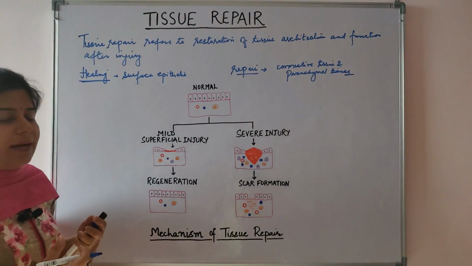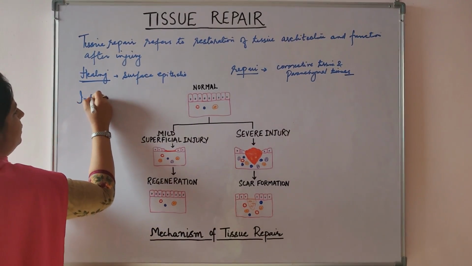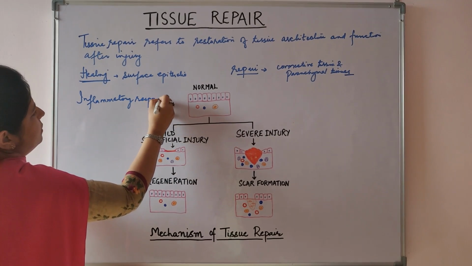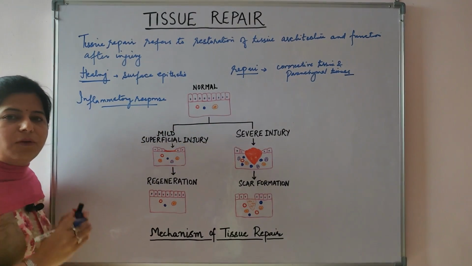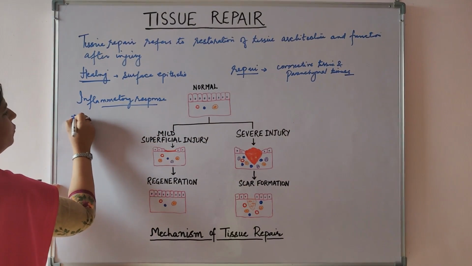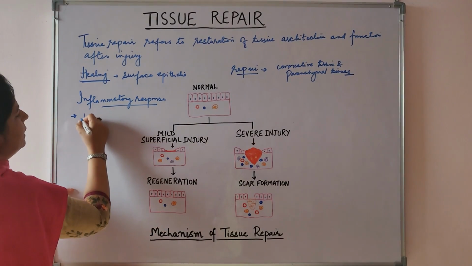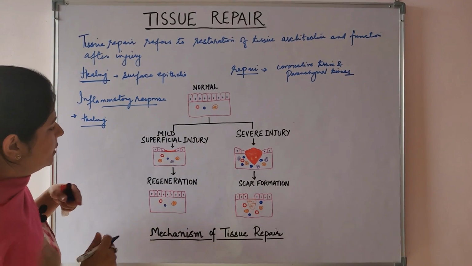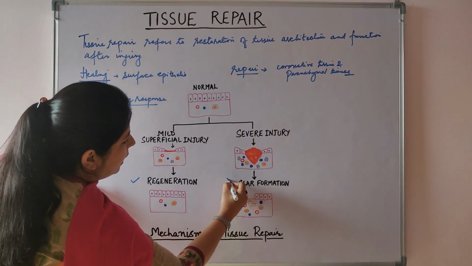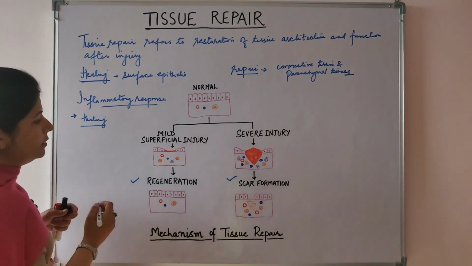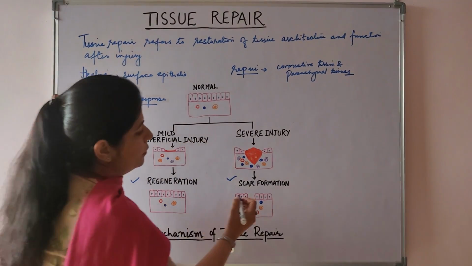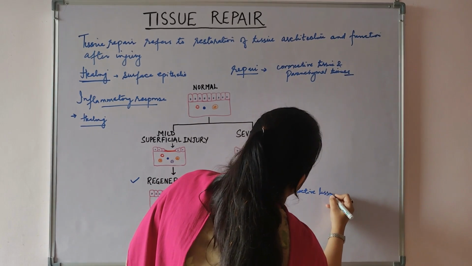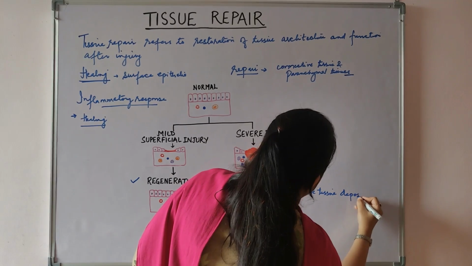Now, how does healing start? We know that the inflammatory response functions not only to eliminate the offending agent, but it also sets into motion the process of healing. And healing can occur by two processes: regeneration and scar formation, also called connective tissue deposition.